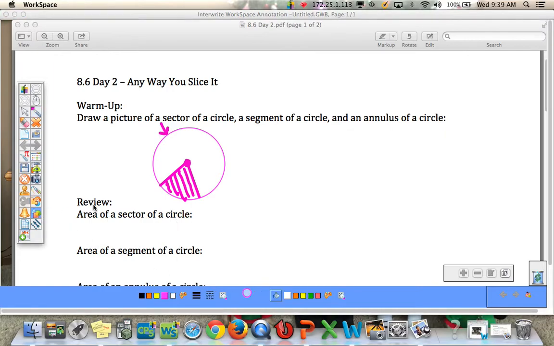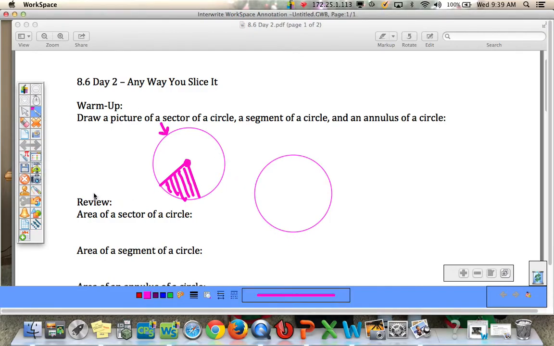A segment of a circle, so I'll do a segment down here. A segment would be, if you think of just taking a knife and cutting somewhere across the pizza, so this would be an example of a segment of a pizza. It doesn't have to be through the middle.